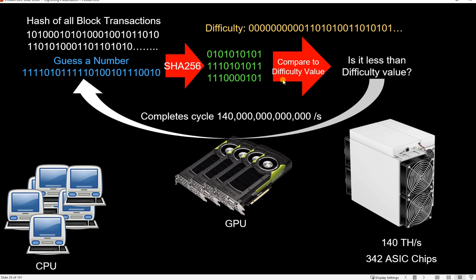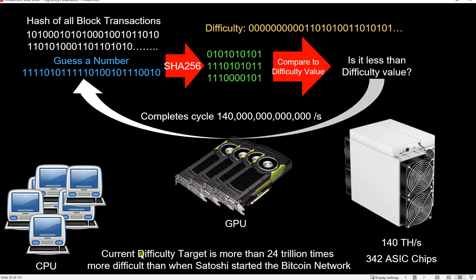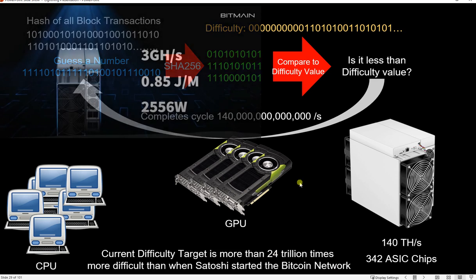Even doing 140 trillion times a second, one of these miners will never win you a reward, because the mining difficulty is so high. You literally need thousands of these, all working together, all guessing different numbers, in order to win a block reward. The current difficulty, when I did this slide, was 24.37. Now it's actually at 30, but this is trillion. So the current difficulty target is 24 trillion times more difficult than when Satoshi started the network. Really, this should say 30 trillion times.